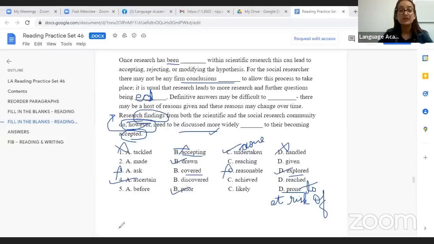It is difficult to ascertain the correct definite answers. And research findings need to be discussed very widely, more widely, before we accept them. But because of the writing style, we cannot use before because we have to write formally. So you have to say prior to their becoming accepted, because before and to do not come together.